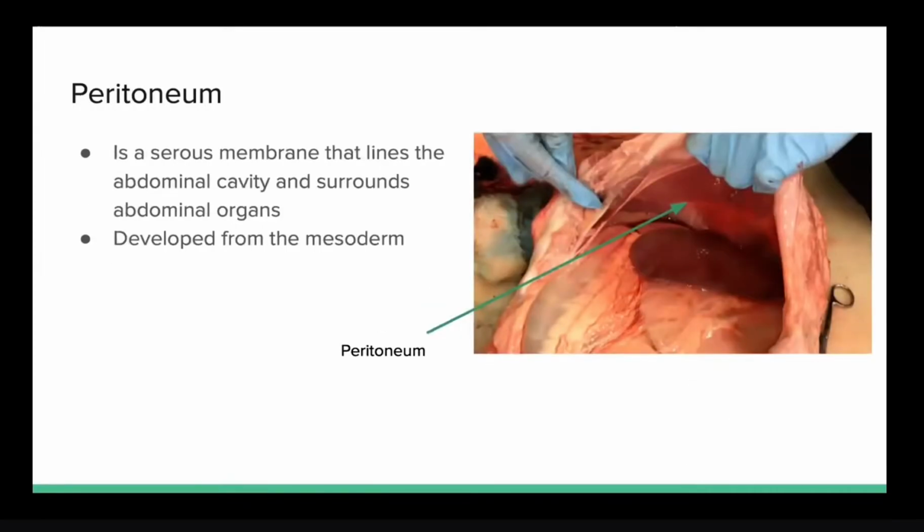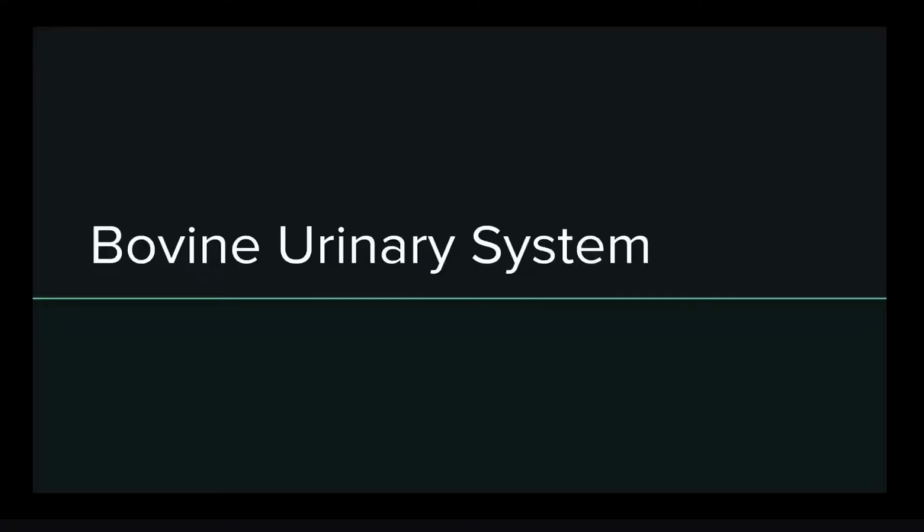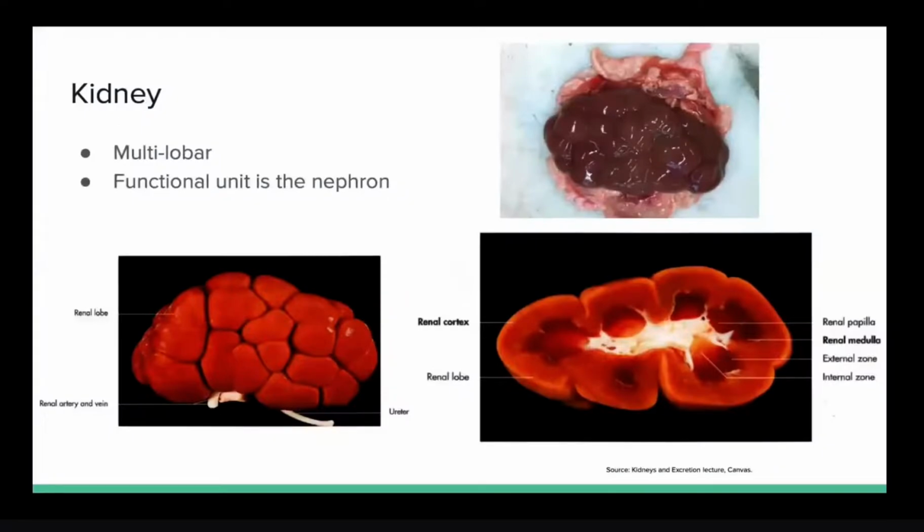The peritoneum is a serous membrane that lines the abdominal cavity and surrounds abdominal organs, and it developed from the mesoderm. Now moving on to the urinary system. The kidney of the cow is multilobar, and the functional unit of the kidney is the nephron.